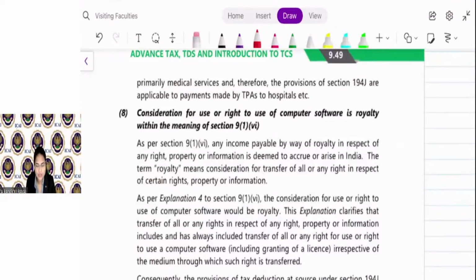Next is consideration for use or right to use of computer software as royalty within the meaning of section 9. Section 9 provides that any income payable by way of royalty in respect of any right, property, or information is deemed to accrue or arise in India. The term royalty, they have updated the definition of royalty under section 9(1); it means consideration for transfer of all or any right in respect of certain rights, property, or information.